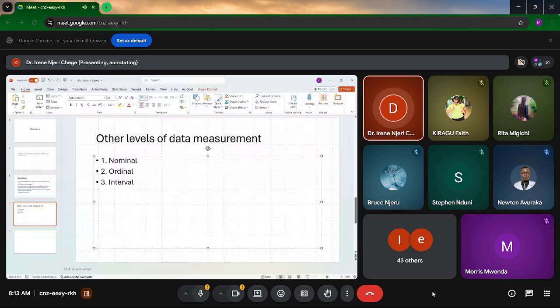Then we talked about ratio data. And what is this ratio data? We said it is ordered. It's a more sophisticated level of data. Here, we said we have a 0 point again. The 0 point is absolute.